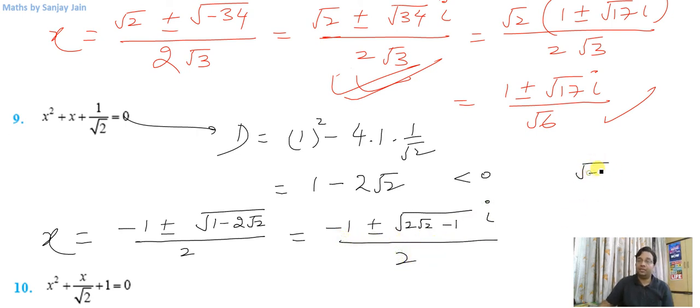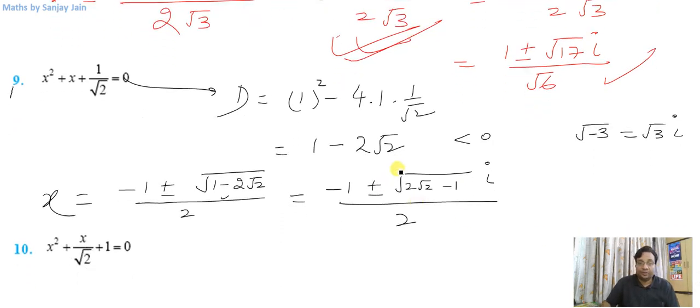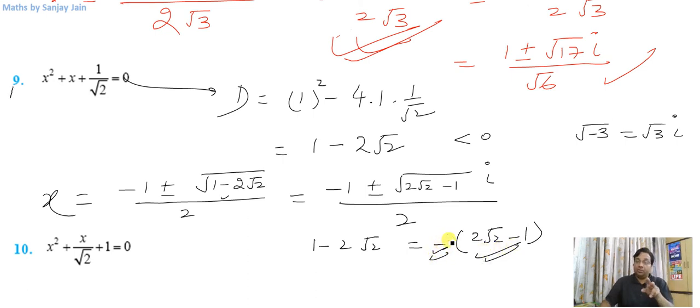How? Because when I got root of minus 3, I write root 3 and then iota outside. So here I have changed 1 minus 2 root 2 to 2 root 2 minus 1 and written iota outside, because 1 minus 2 root 2 is nothing but negative of 2 root 2 minus 1. So I've written this inside and taken the negative, this is minus 1, right? So the square root of minus 1 comes outside as iota.